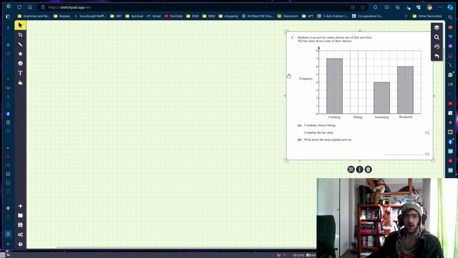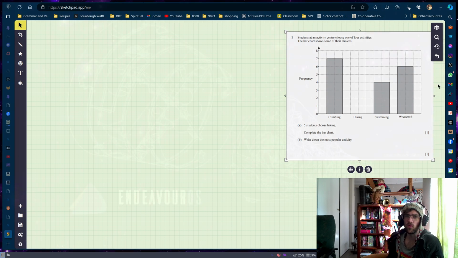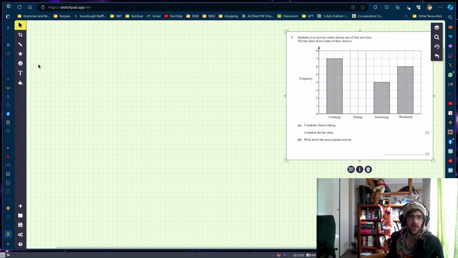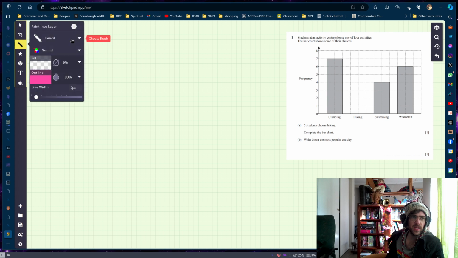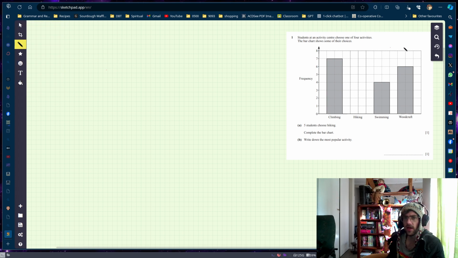Okay, so what we've got here is students at an activity center choose one of four activities. The bar chart shows some of their choices. So let's quickly do some leveling here. Okay, so we've got a bar chart. So that falls into the area of statistics. Okay, and it's specifically presenting statistics.